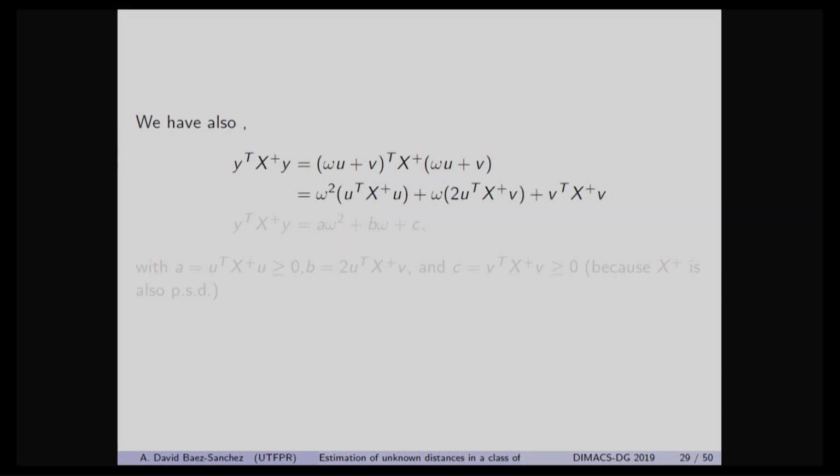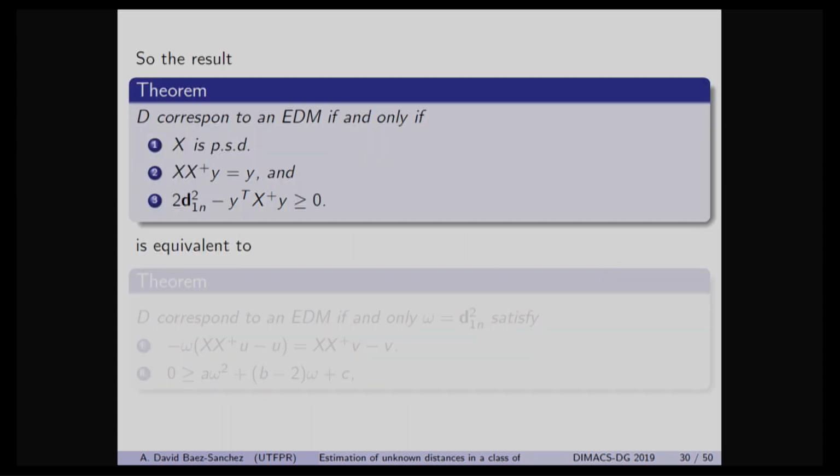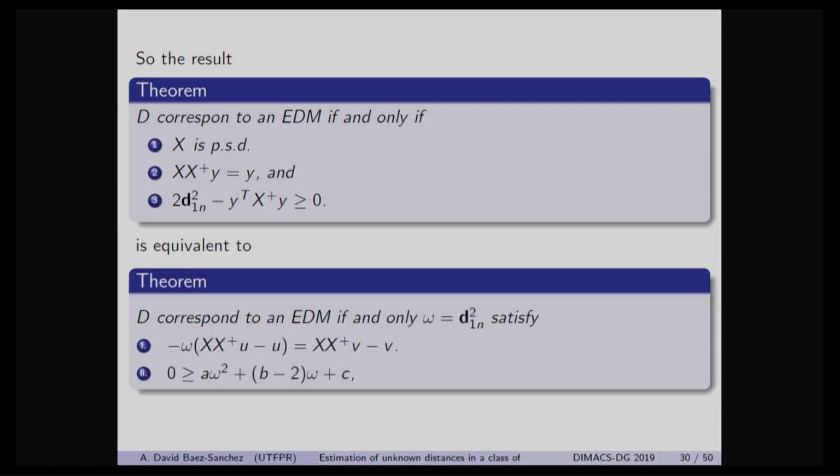The other condition, the other term that was in the theorem, was something like this. When you use this equality with y, it became something like this. So you have this, this is a polynomial in the omega variable. This is a constant here. And in fact, this constant is positive because the pseudo-inverse of a positive semi-definite matrix is also positive semi-definite. This C is also positive semi-definite, so you have a polynomial here.